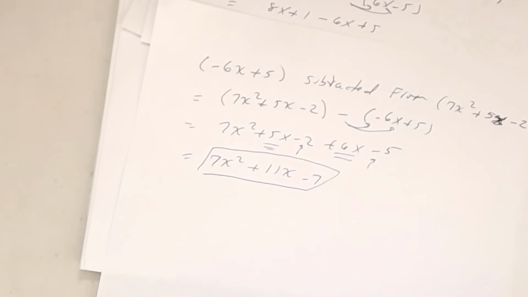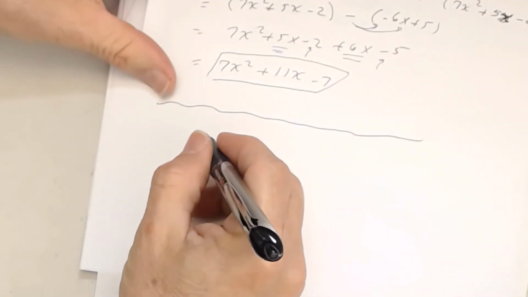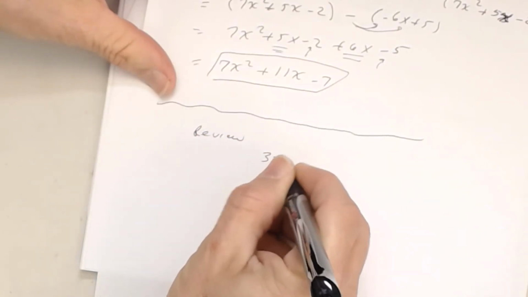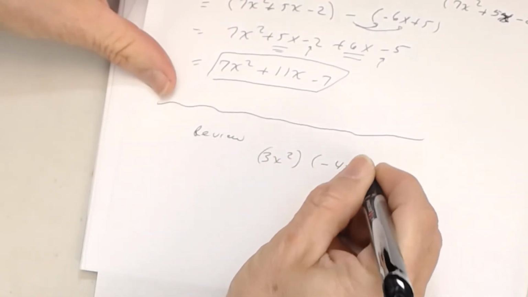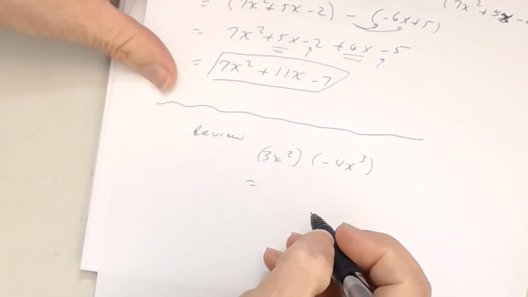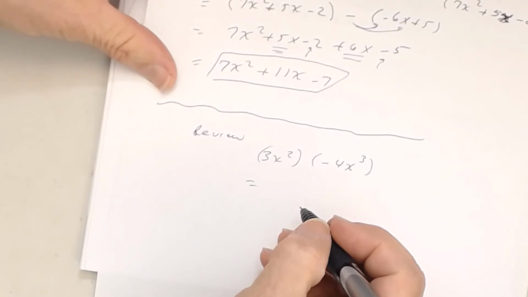Okay, now let's talk about this idea that we had before. So if you have 3x squared times a negative 4x cubed, what is that? Negative 12x to the 5th. Yeah, negative 12x to the 5th. When you multiply like bases, you're using a product rule, right? Using a product rule with the variables. You just had it a couple of days ago on your test.